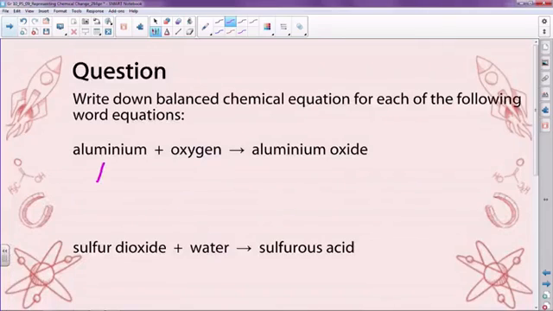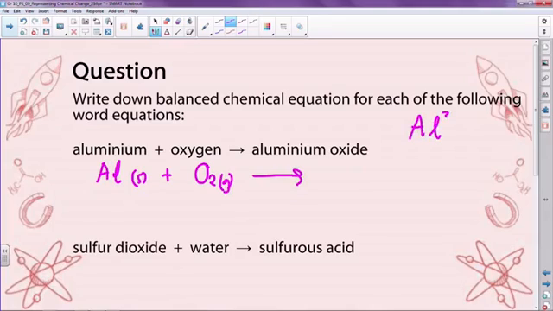We know that aluminium is Al from the periodic table, which exists as a solid, and oxygen, which is a diatomic molecule of an element, to give us aluminium oxide. As far as aluminium oxide, we know that it's Al3+ and O2-. So our formula, to balance the number of ions so that the net charge on the left equals the net charge on the right, we've got Al2O3, right? Where this is a solid.